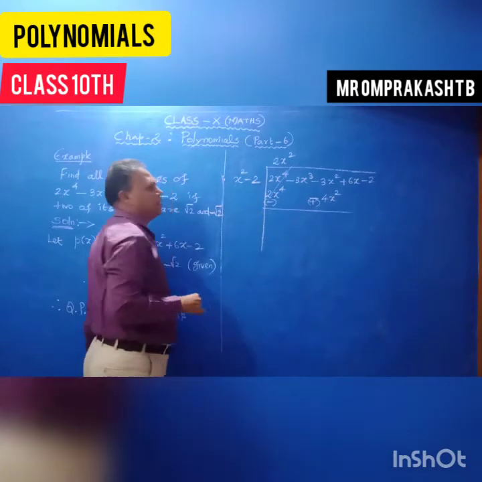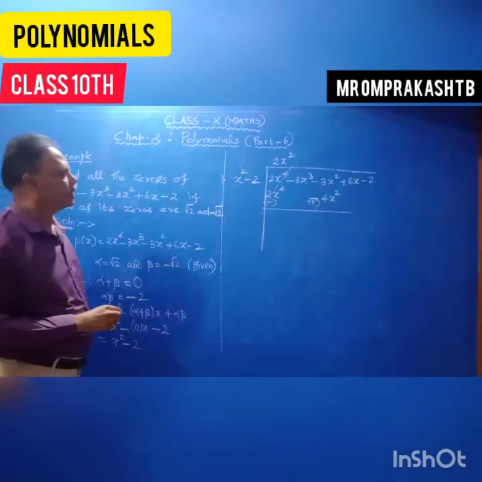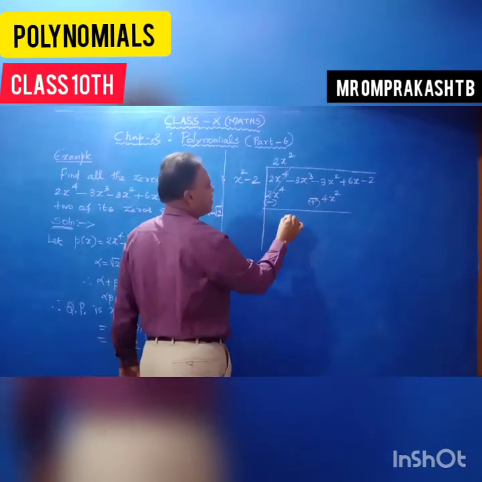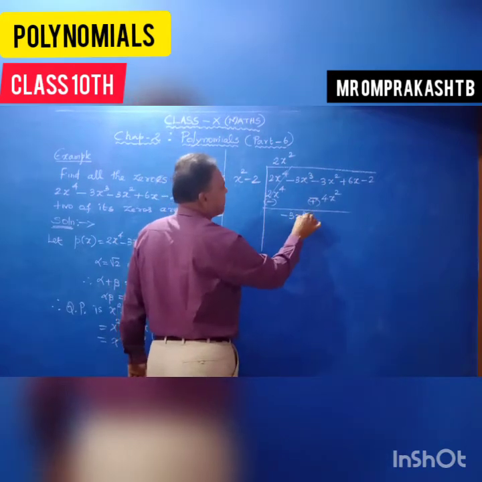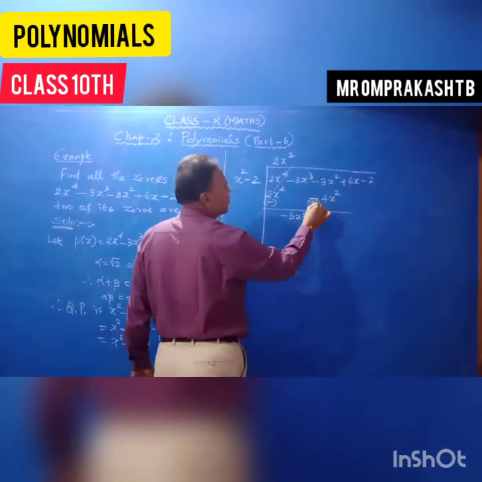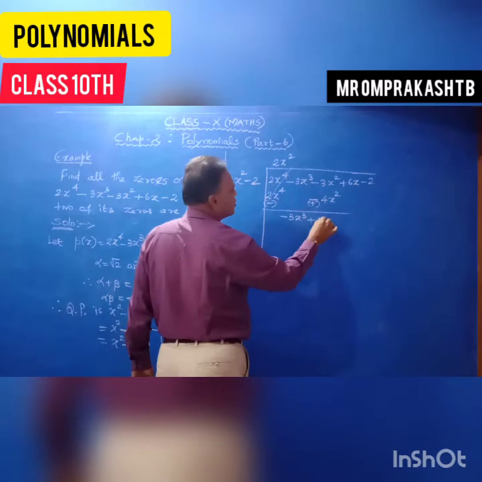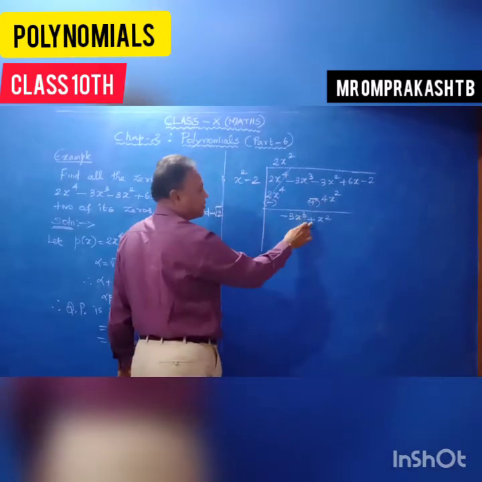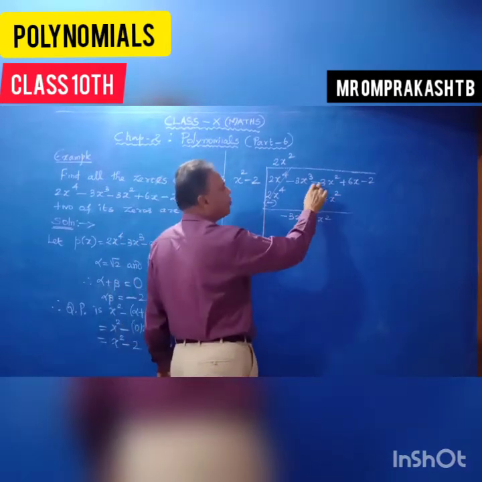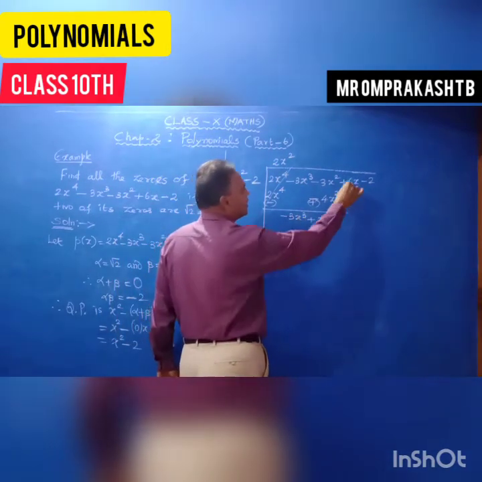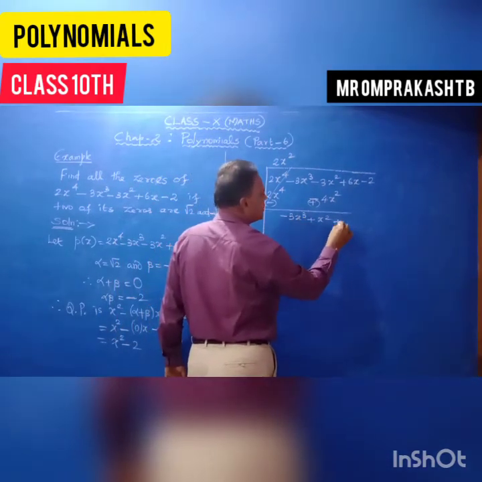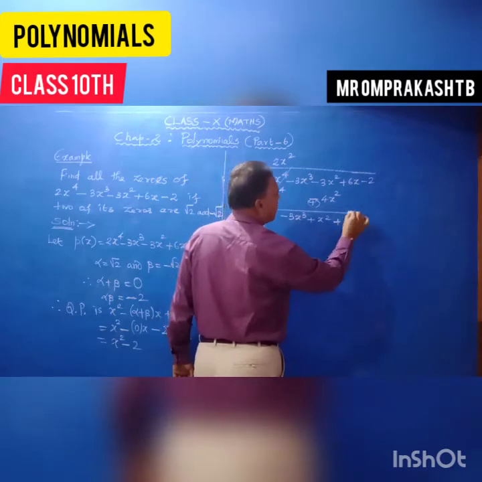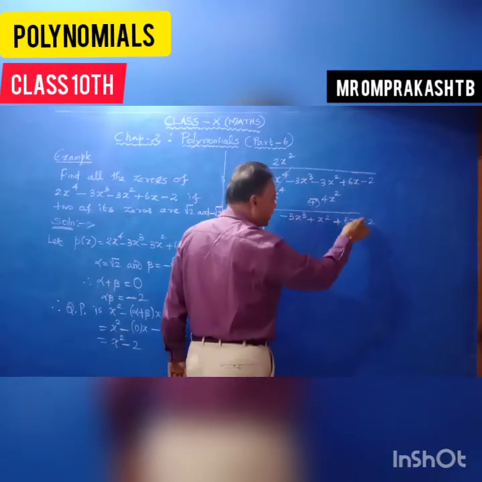This will be eliminated. This will be eliminated. Therefore, minus. Now minus 3x squared plus 4x squared is plus x squared. Plus, biggest number having plus sign. That plus sign you have to put. Subtract 4 minus 3, 1x squared. So plus 6x minus 2. This one bring down here.